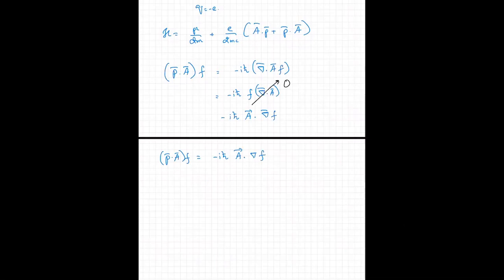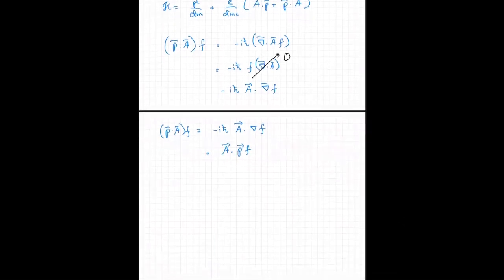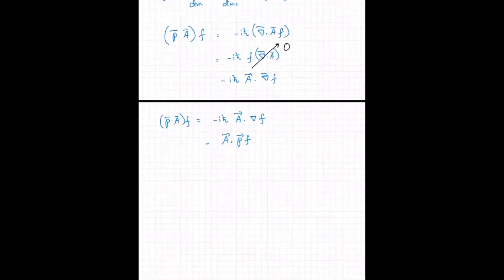This is basically a dot p f. Okay. So in the Coulomb gauge, p dot A acting on f is basically A dot p acting on f, because the other piece that comes from p dot A is del dot A, and del dot A is equal to 0 in the Coulomb gauge.